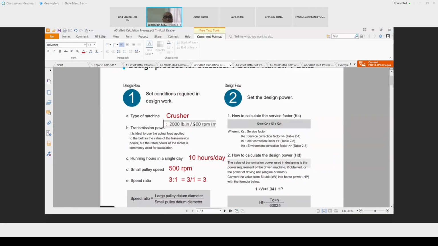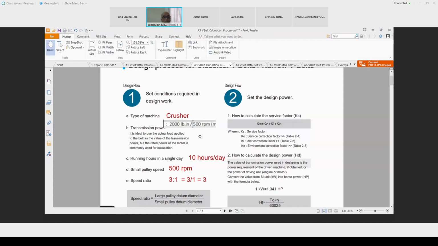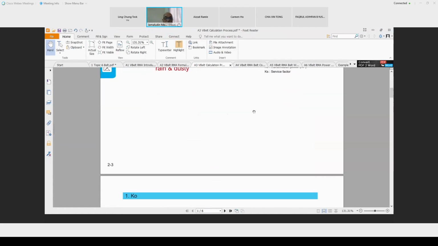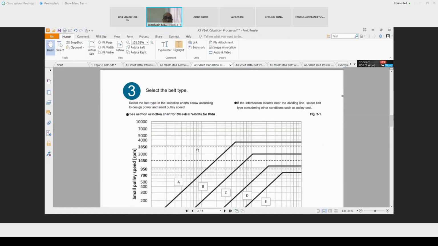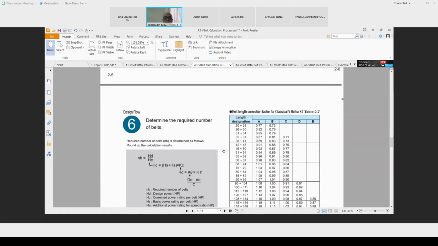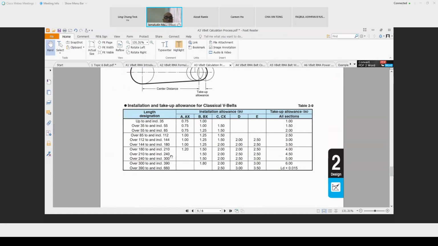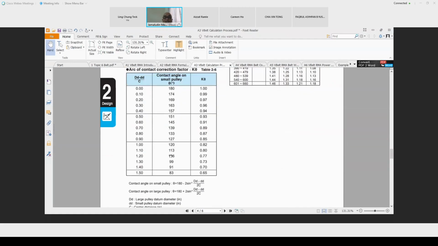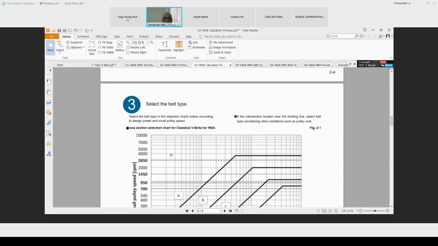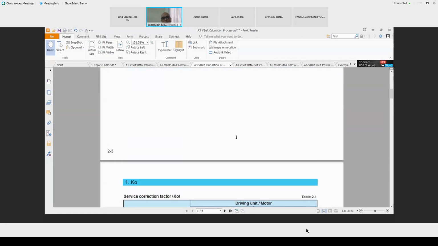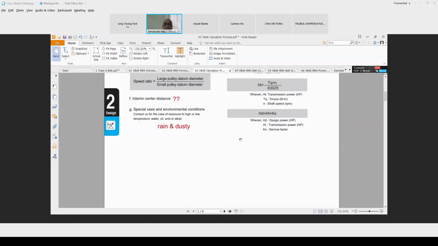Any questions so far? All right, we go with this number step. We just follow the steps here until we finally set the belt depth. That is how we're going to do it, but you have to understand where to look.